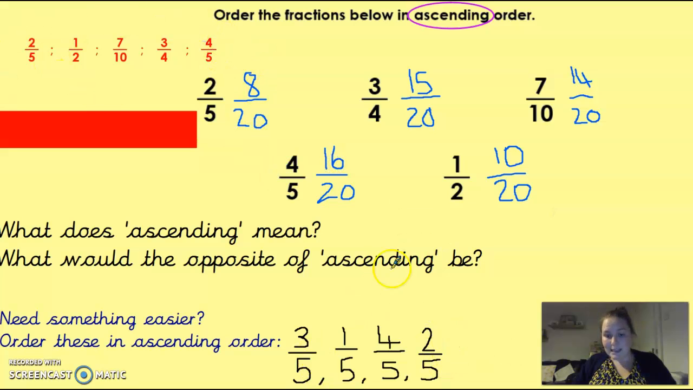If you tried the easier one, then you should have got the answer 1/5 as the smallest, then 2/5. Oh, I was doing so well with my pen skills until then. Then 3/5 and then 4/5. Right at the end, my pen skills fail me. So well done if you got those right.